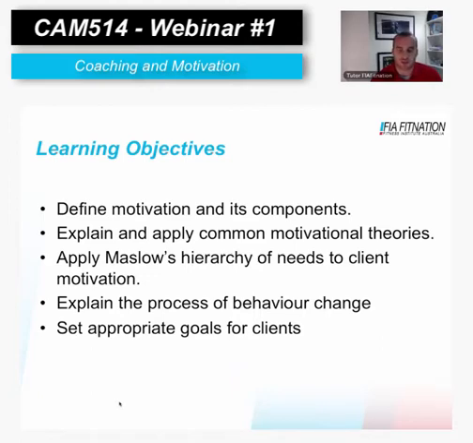It's not just as simple as giving some positive feedback or setting goals. You need to understand the theories that underpin the practices that you're going to be following. One of the main theories that we're going to focus on is Maslow's hierarchy of needs, which is a really popular theory that explains motivation. So we're going to spend a little bit of time on that and looking at how you can apply that to your practices as a personal trainer, but also in relation to making dietary recommendations.